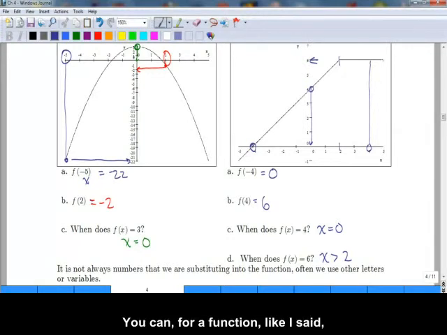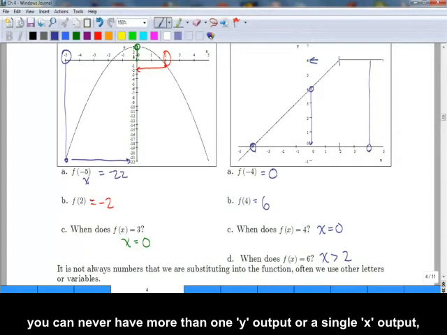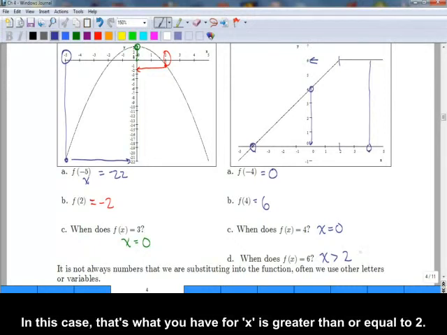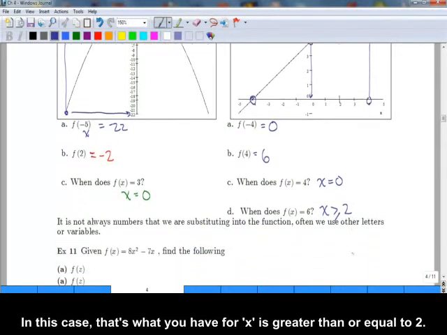For a function, like I said, you can never have more than one y output for a single x input, but you can have several x inputs producing the same y output. In this case, that's what you have, or x is greater than or equal to 2.